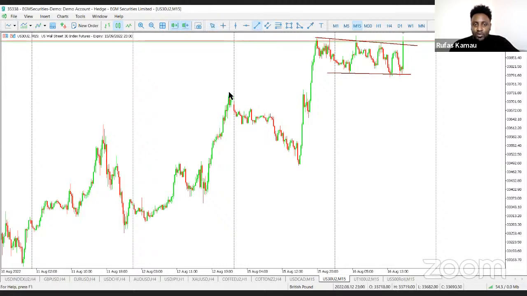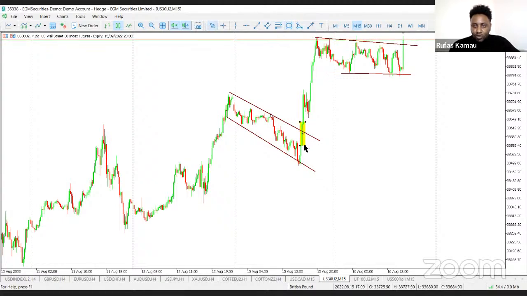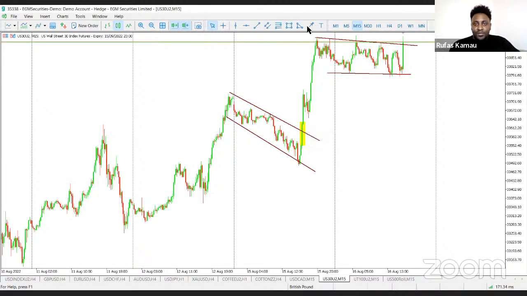Just to put the same in perspective, we had this some time back. Notice how it played out. The market broke to the upper side. Notice the candlestick that broke outside. After crossing outside the consolidation here, there was some subsequent momentum heading all the way up.